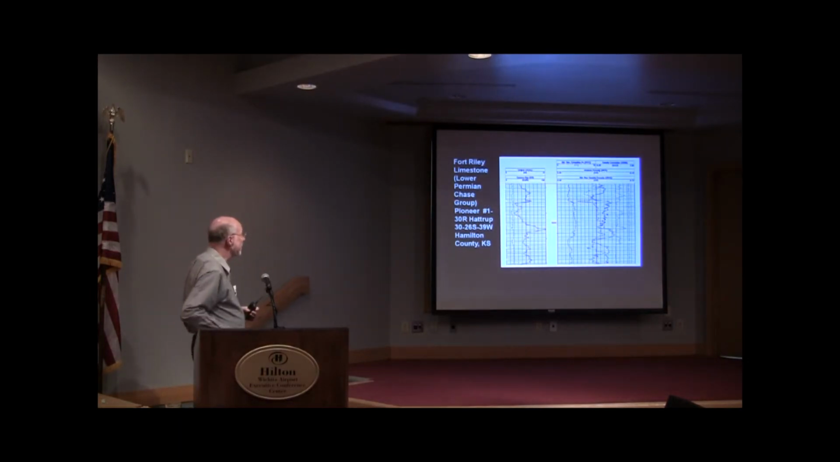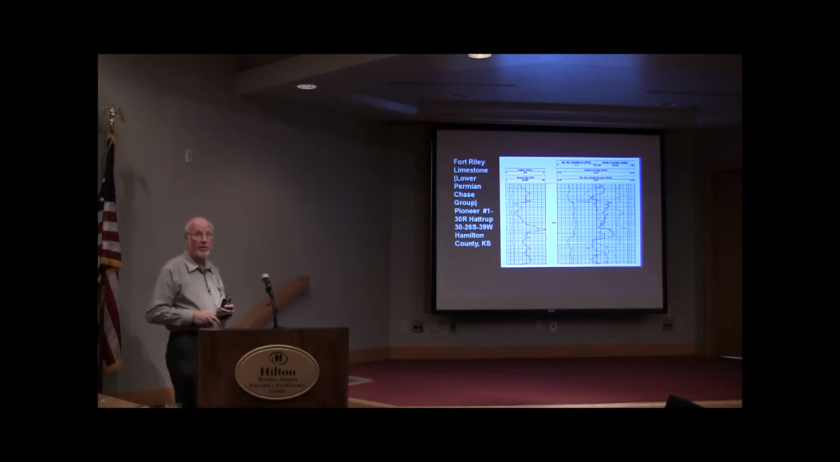Okay, we'll look at another sequence. We are now in the Fort Riley, so we're finally down in the chase group. So we look at our logs, we see caliper, pretty nice on gauge. And we see the gamma ray, and we've already seen how these carbonates in the chase group, is this shale or is this picking up uranium? And a lot of this will in fact be uranium rather than shale content.